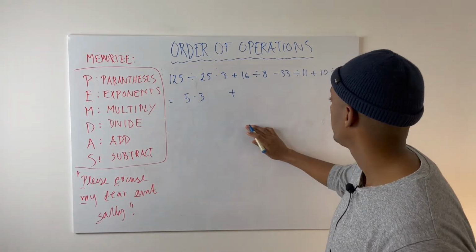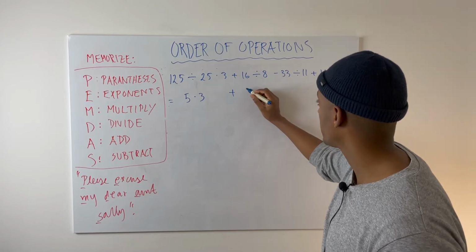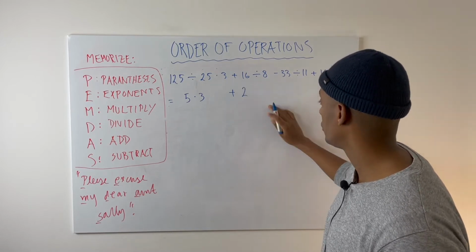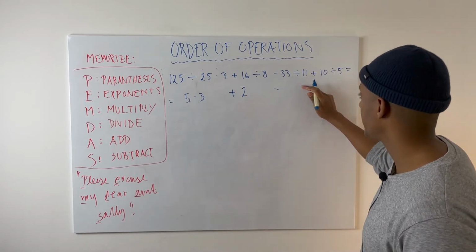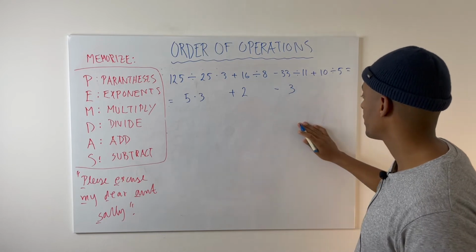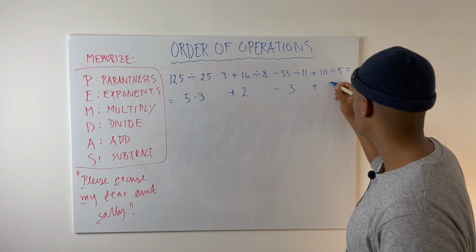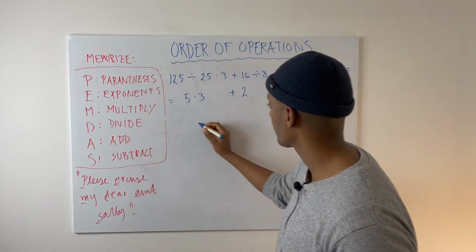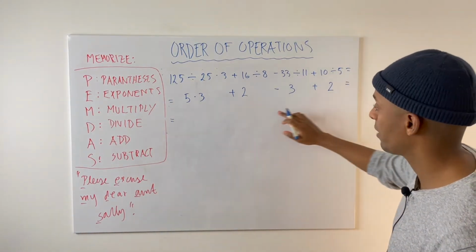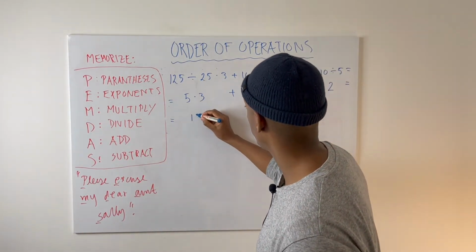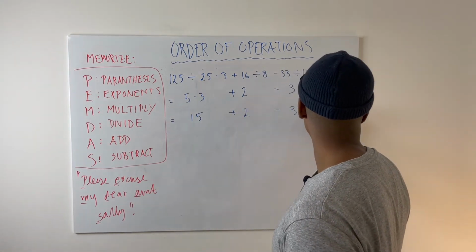Plus, now we can deal with this division here. 16 divided by 8, that's equal to 2. Minus 33 divided by 11 is 3, so minus 3. Plus 10 divided by 5 is equal to 2. Okay. So do we have any multiplication or division here? Yes, we have one here. So we can write 15 plus 2 minus 3 plus 2.